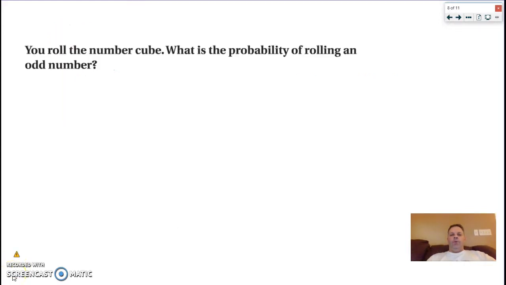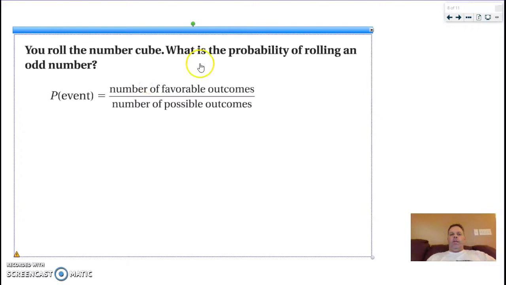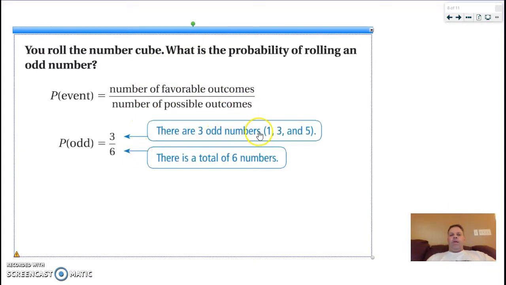As you roll a number cube, what is the probability of rolling an odd number? The first thing that I need to know is the number of favorable outcomes divided by the number of possible outcomes. There are 3 odd numbers, 1, 3, and 5. Therefore, the number of favorable outcomes for me rolling an odd number is 3. The total number of possible outcomes is 6, because we have 1, 2, 3, 4, 5, and 6 on our number cube.